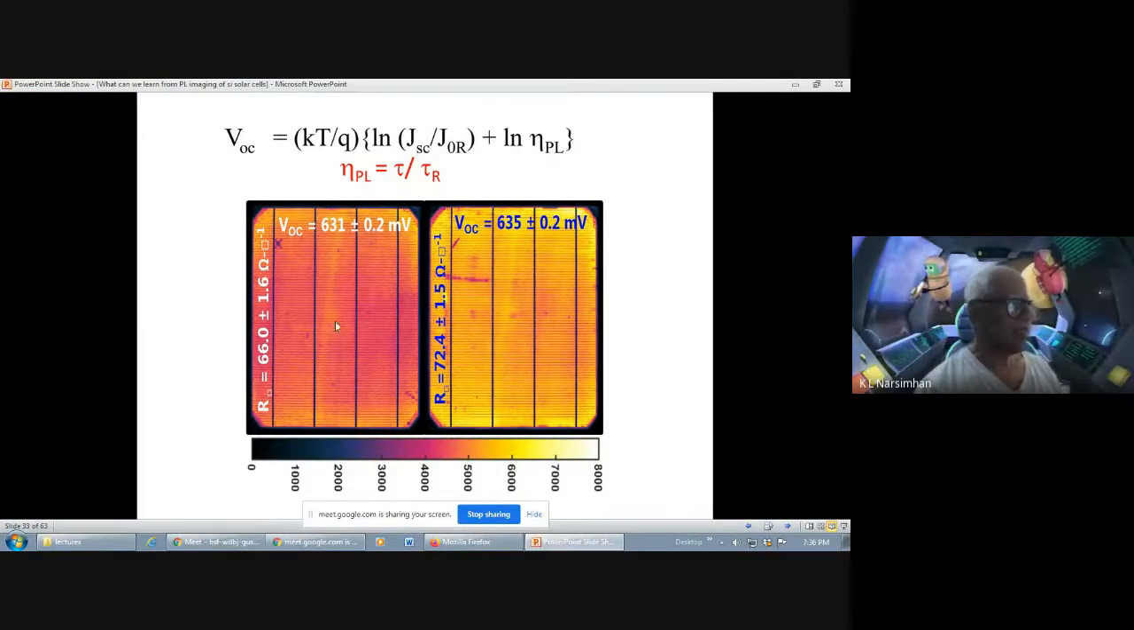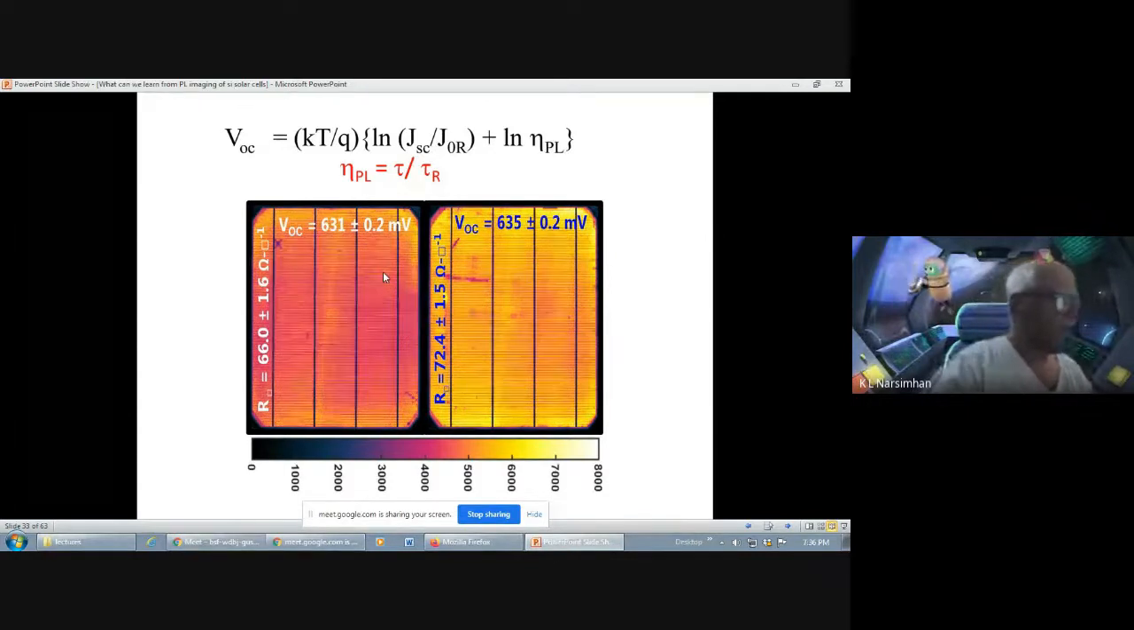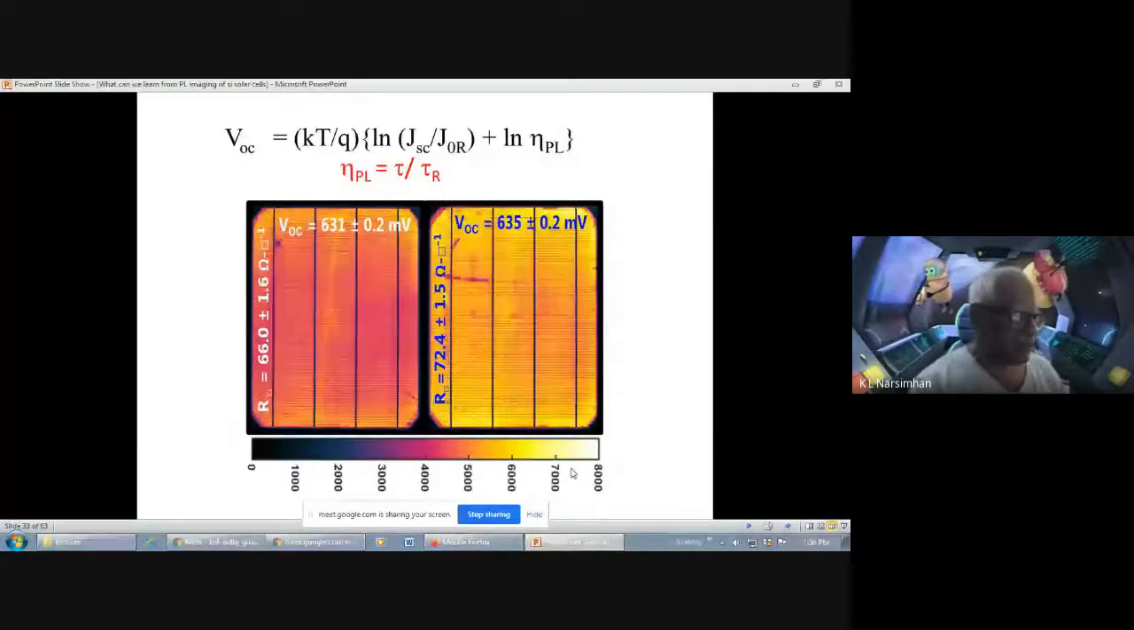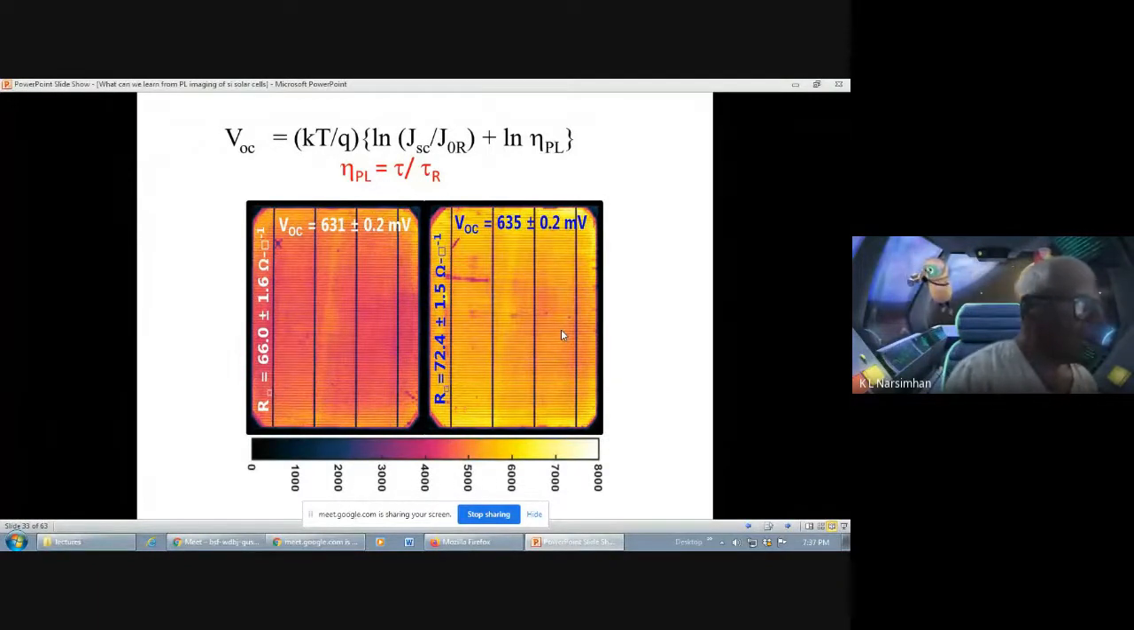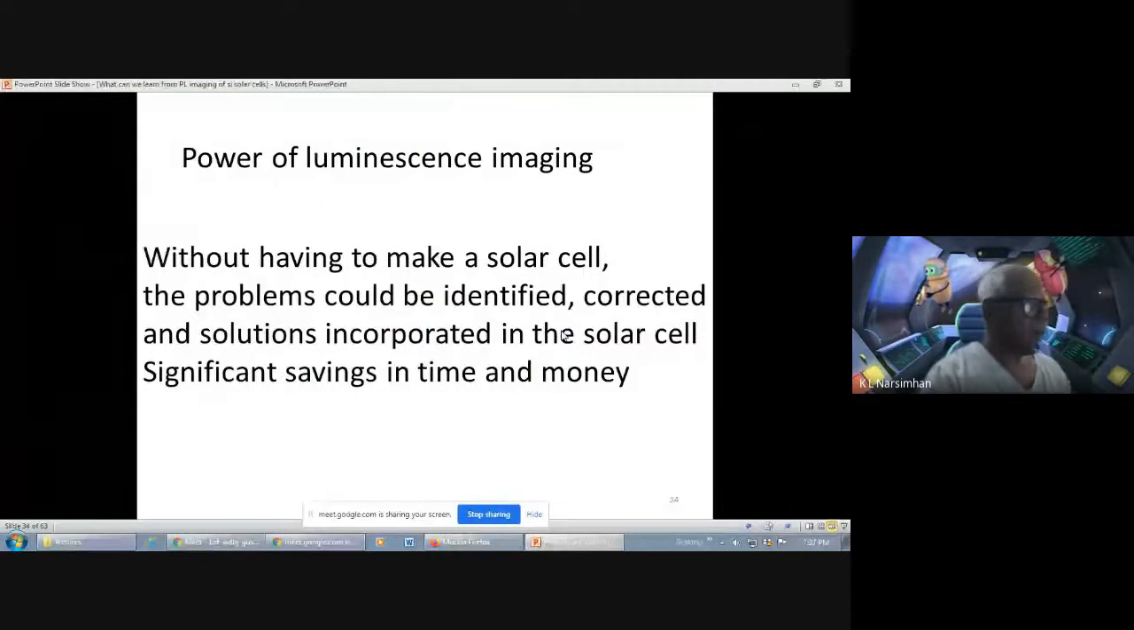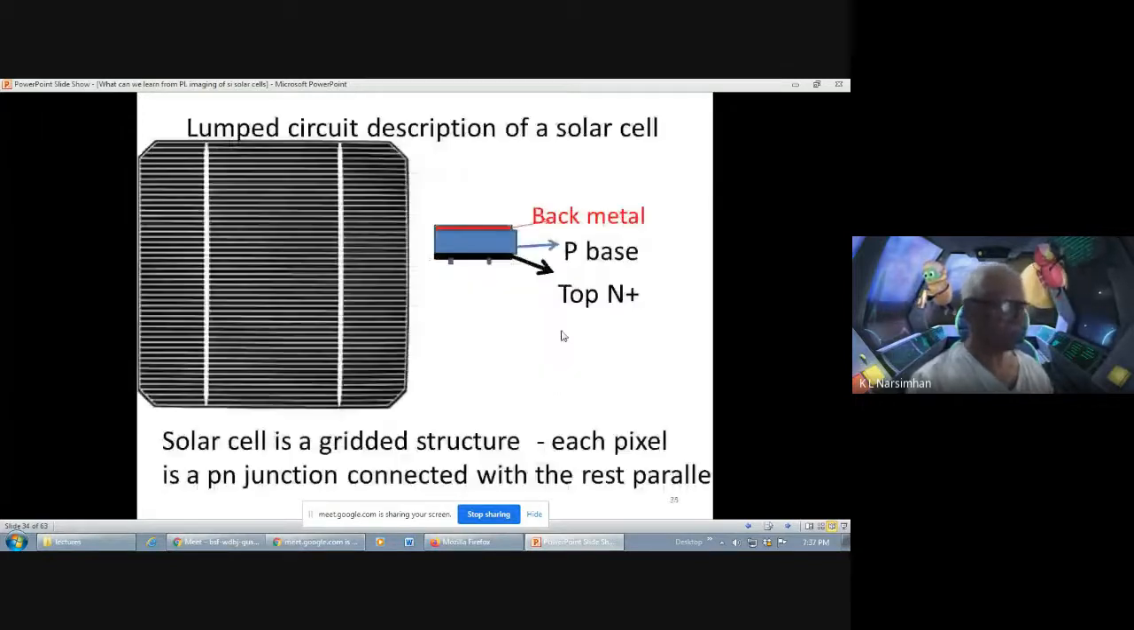So you can see that this is just in line with this equation. So if you want to make progress, you have to make this 7,000, 8,000, 9,000, and then your open circuit voltage will keep increasing because your lifetime keeps increasing as you do whatever process you do. So this is the power of luminescence imaging. Without having to make a solar cell, the problems can be identified, corrected, and solutions incorporated in the solar cell, which cause significant savings in time and money.